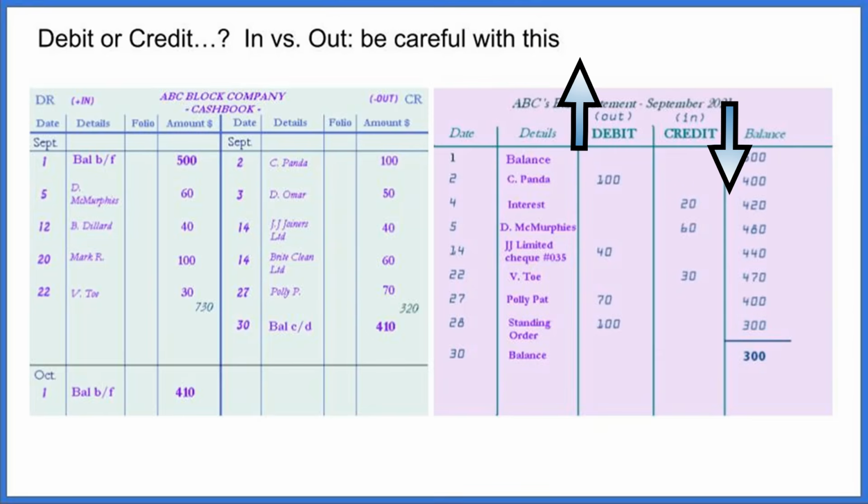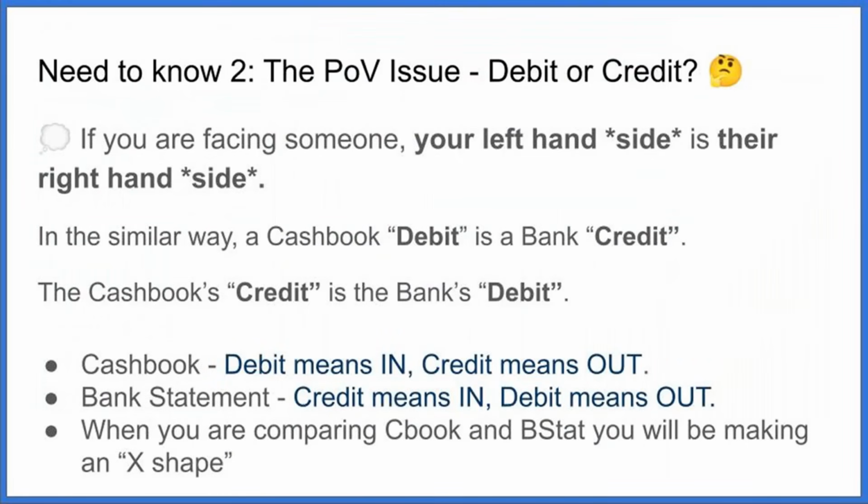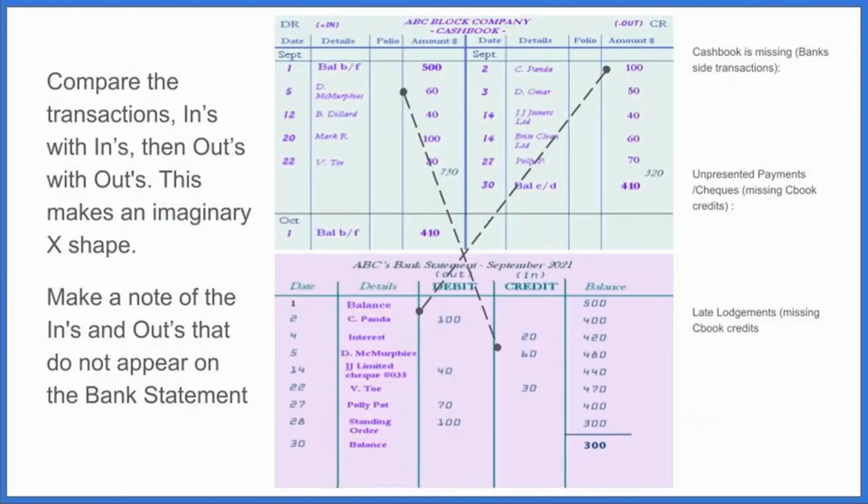All right? So when you are comparing the cash book and the bank statement, as you do the first step of bank rec, you're kind of going to be making an X, right? So it'll be like an X shape type of thing as you compare the left side of the cash book to the right column in the bank statement and the right side of the cash book to the left column on the bank statement. That can sound complicated, but it's not too bad once you understand what I mean. It's actually a simple idea.